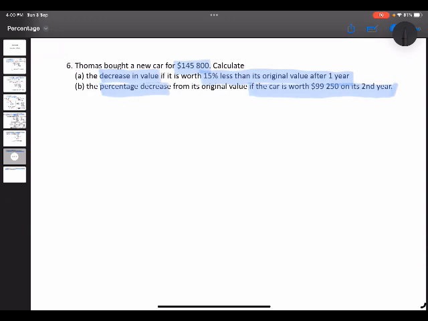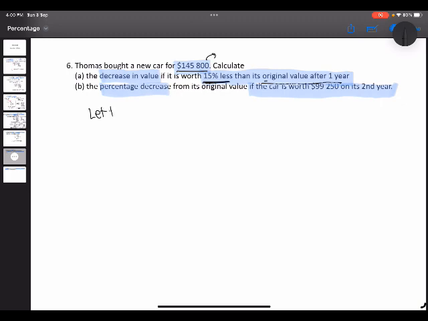Don't worry, this is the second last question. Thomas bought a new car for $145,800. Calculate the decrease in value if it is worth 15% less than the original value after 1 year. So what do you think this price represents? Yes, if you think it is 100%, you are indeed correct.